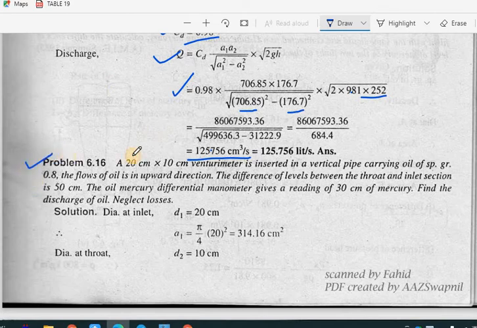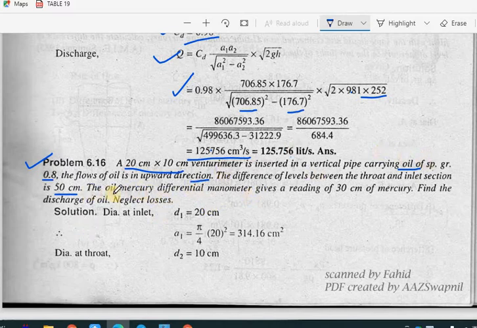Then the second numerical is: a 20 centimeter by 30 centimeter venturi meter is inserted in a vertical pipe. In a similar manner, there is another venturi meter provided in the pipe, having a dimension of 20 centimeter by 10 centimeter, inserted in a vertical pipe carrying oil of specific gravity 0.8. In the previous question there was water, then in this question it is containing oil. The flow of oil is in upward direction, so the flow is moving from down to up. The difference of level between the throat and the inlet section is 50 centimeter. So the difference of level has been provided.